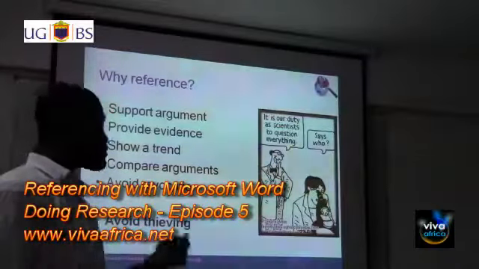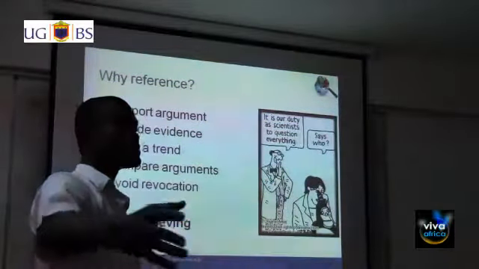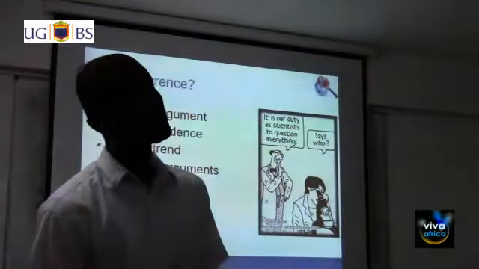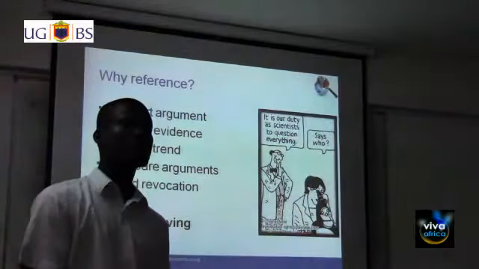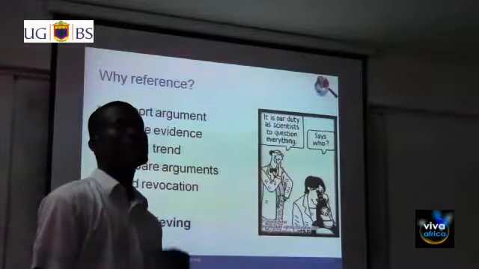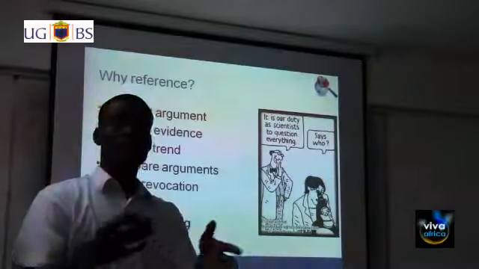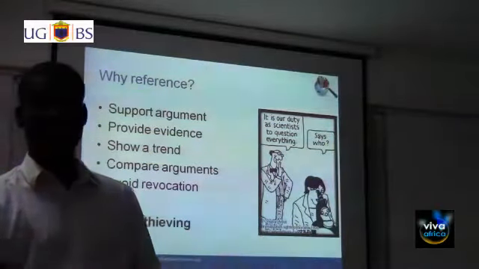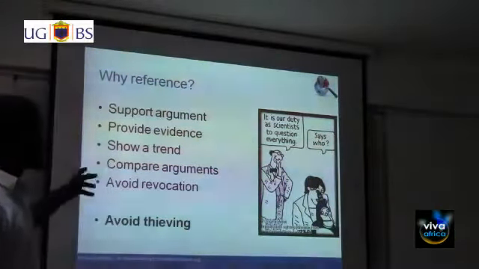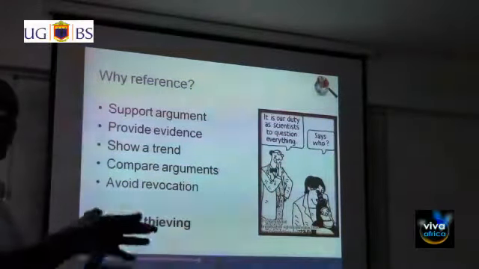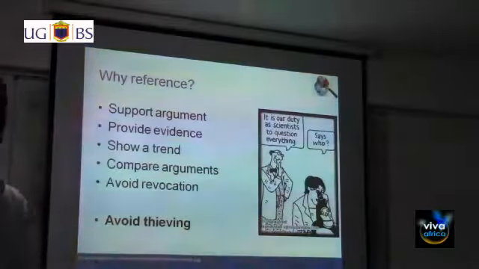You can also use reference to show a trend of arguments, especially within literature. If there is a field of, let's say, information systems, and you read the MIS textbooks, the components of information systems have been changing for some time. So you can use citations or references to show all the changes that have happened within that body of literature over the period you want to demonstrate.